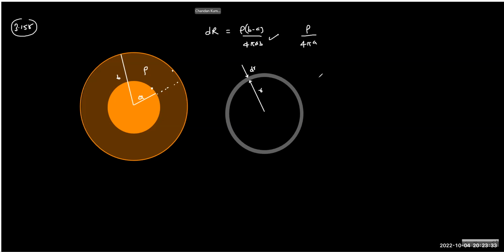Okay, so now you can add dr equals rho L. What is L here? How will the current flow? In the radial direction, right? So what is L here? dr only. What is the area here? 4 pi r square. So what's the big deal about this question?